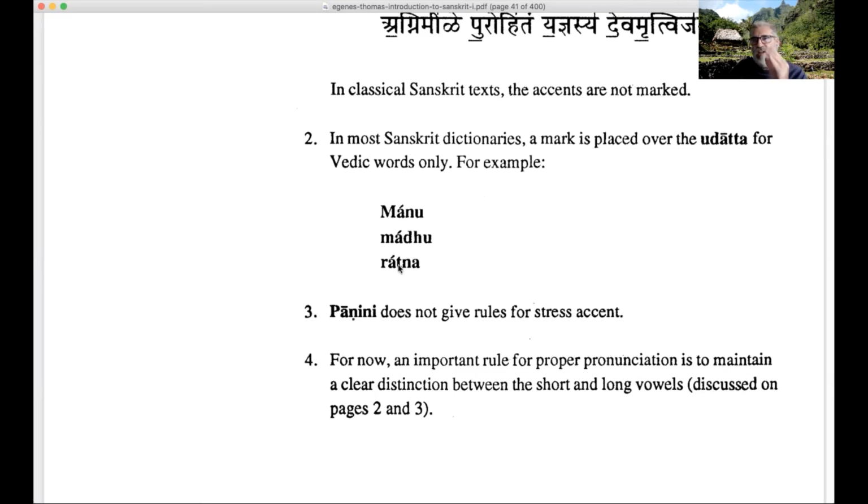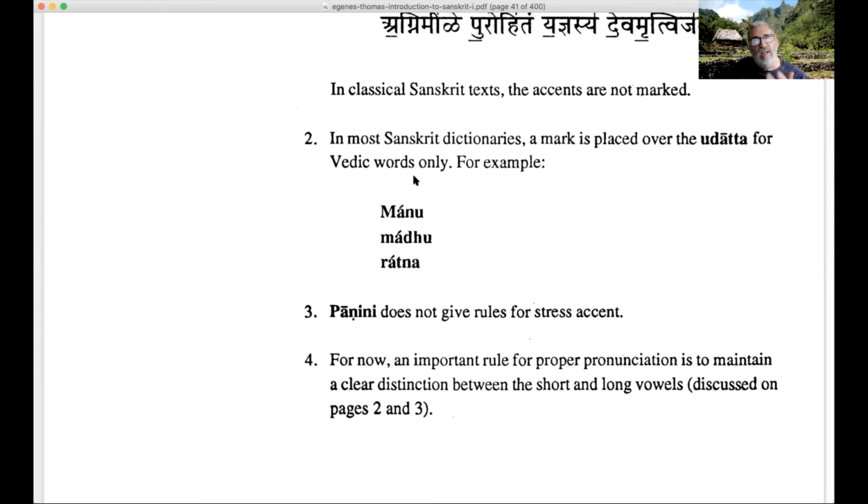So far, we've only seen an acute accent, which is that line above a letter that goes from left to right, horizontal, at a 45-degree angle up. That's called an acute accent, right? We've only ever seen that on an S to mean sh, the powerful S. Here, what he's saying is, if you see that over a vowel in a dictionary, it means that it's a Vedic word, and it has this udata.